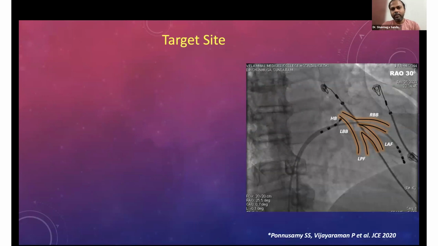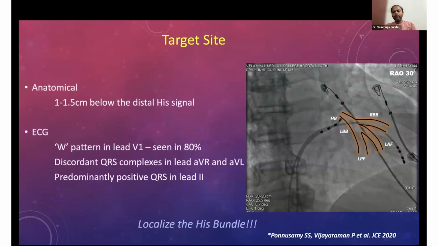So this is how we start the procedure. The first step is almost always to identify the His bundle, the distal extent, and have the imagination of this conduction system anatomy in RAO view so that you'll be able to deploy the lead either in the His bundle or in the left bundle. So anatomically, the left bundle can be identified by a zone 1 to 1.5 centimeter below the distal His towards the right ventricular apex.